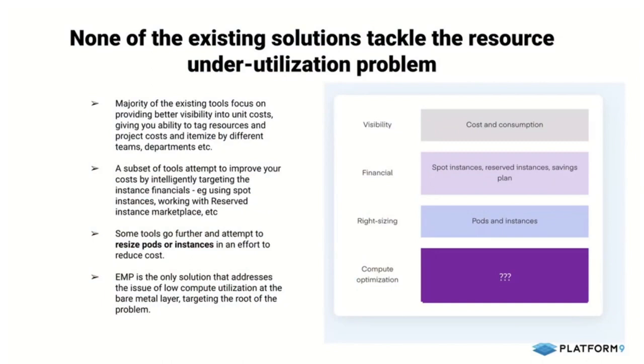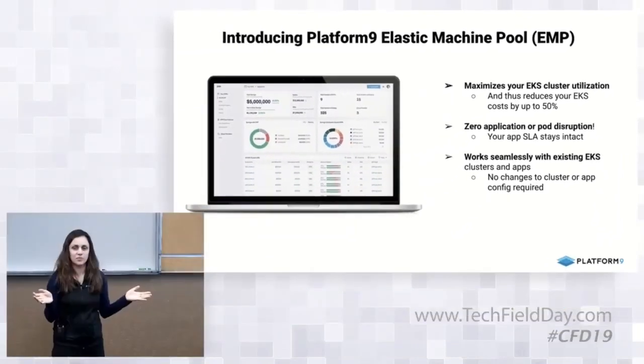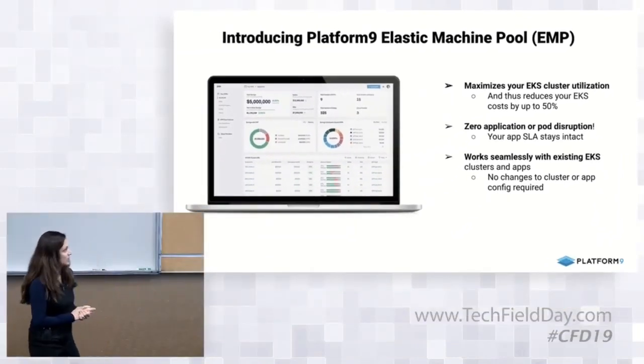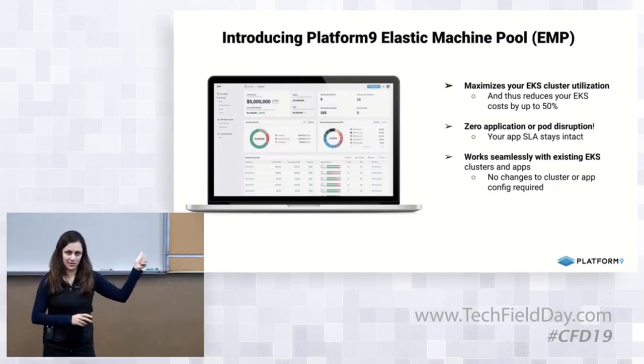And so, drum roll, that's basically what we try to do with EMP. So what EMP is, it's a new offering. It is focused today specifically on Amazon and on EKS. However, the technology, as you would understand, is nothing specific to Amazon or EKS, and in future we plan on expanding it to other clouds. But today, what EMP does is it allows you to maximize your EKS cluster utilization.